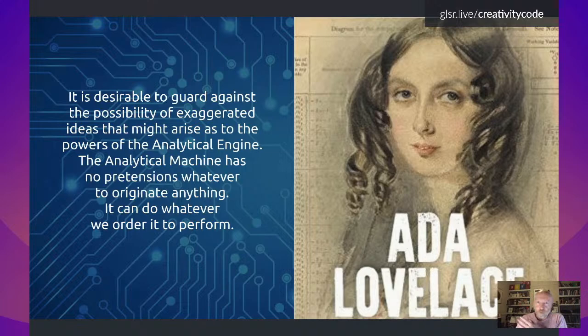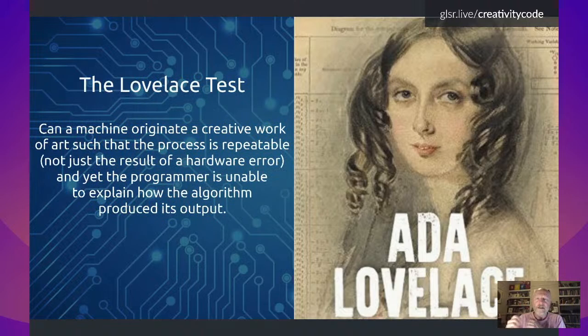You've probably all heard of the Turing test. I'm going to give you some challenges which are a bit like Turing tests, but there's now a new test called the Lovelace test. And this is a test of whether a machine can originate a creative work of art such that the process is repeatable. So this is an interesting condition in the test, because what we don't want is that there's some external thing which is somehow causing the choices being made. So it shouldn't be randomness or what the weather is at the moment. It should really be integral to the code itself, such that the code can repeat what it just did.